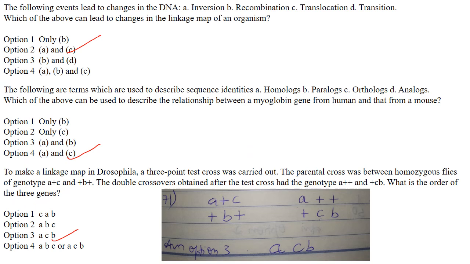The following events lead to changes in DNA: inversion, recombination, translocation, transition. Which of the above can lead to changes in the linkage map of an organism? That is A and C, that is inversion and translocation.